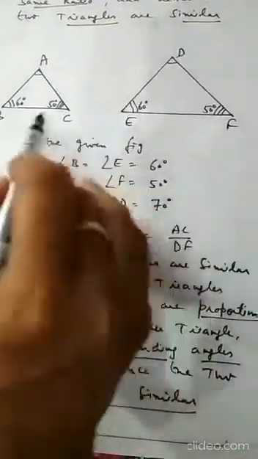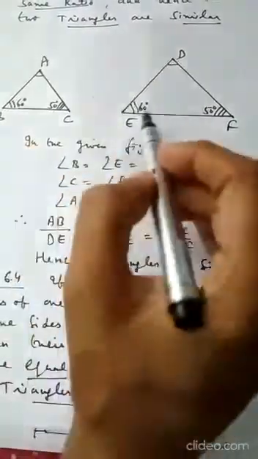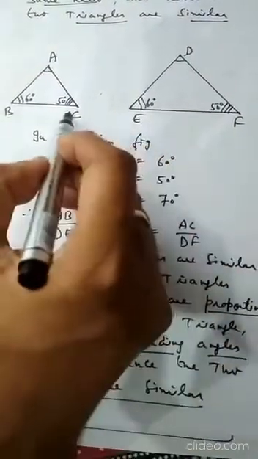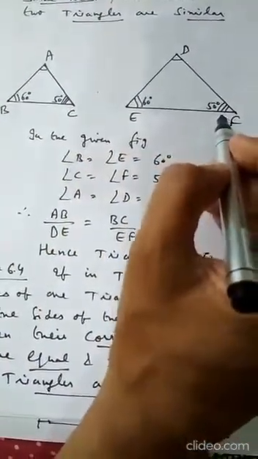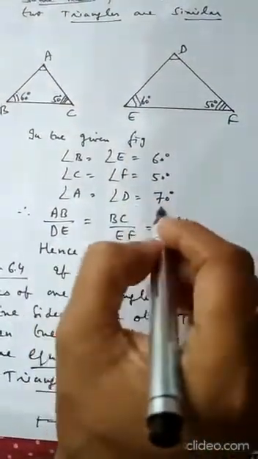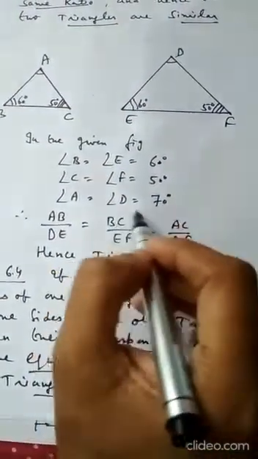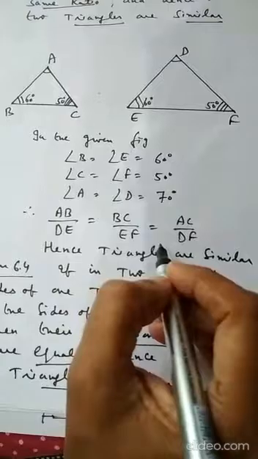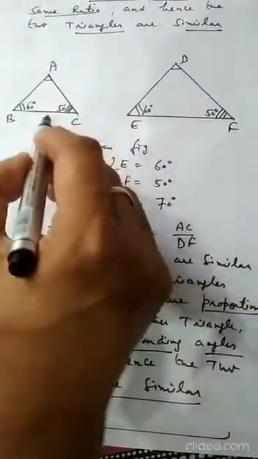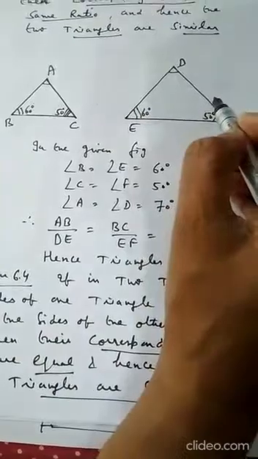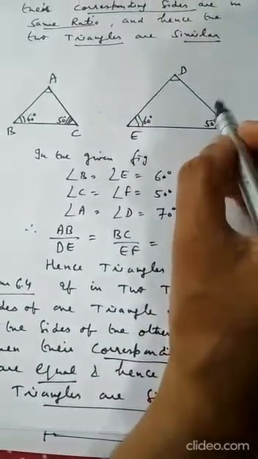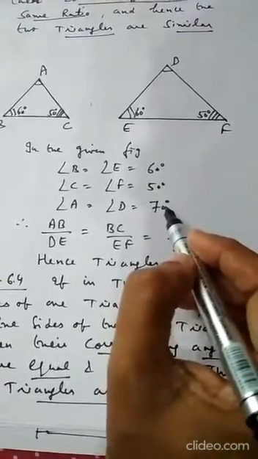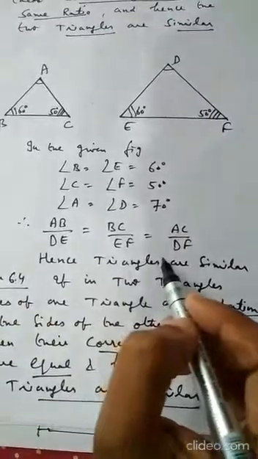For example, in this figure, I have taken sides BC and EF. On B angle 60, on E angle 60. Angle C is equal to angle F, 50, and angles A and D are both 70. If I have taken all three angles equal, then there is no need to check the ratio, it will automatically be equal: AB by DE, BC by EF and AC by DF. In the case of triangles, we need not prove both things, only one part: if the angles are equal, then the ratio of corresponding sides is equal.